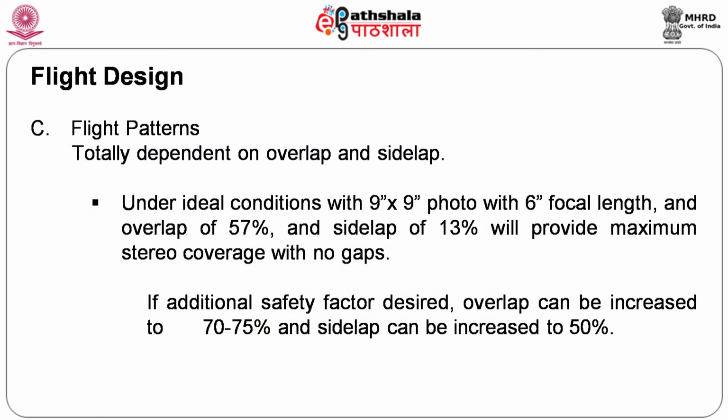Then the flight pattern, the design. How to do that, how to work on that. Invariably all photographs will be of the size of 9 inches by 9 inches or 23.5 centimeters by 23.5 centimeters. And the focal length, I told you, may be 6 inches, or it could be 15 inches, 20 inches, whatever it is, you can decide on that, and then normally the overlap will be 57% and the side lap will be around 13%. That will help you to get a good stereoscopic view or coverage.